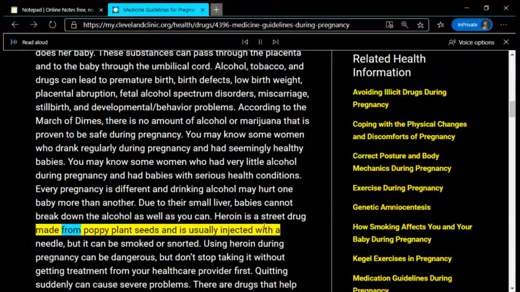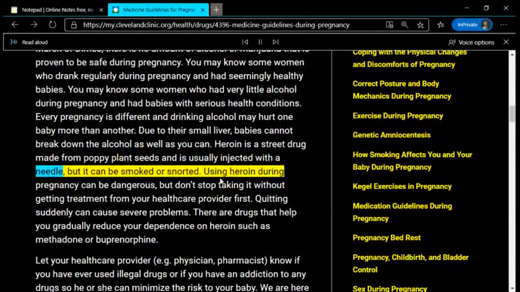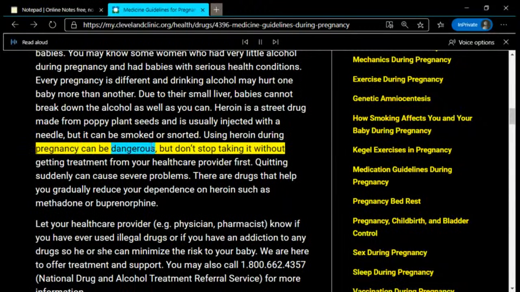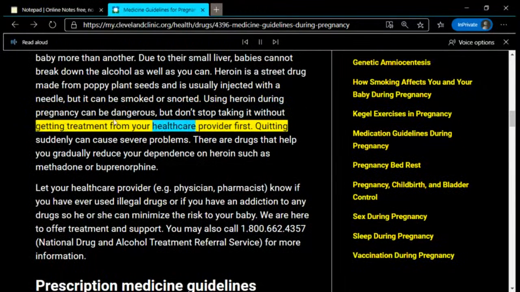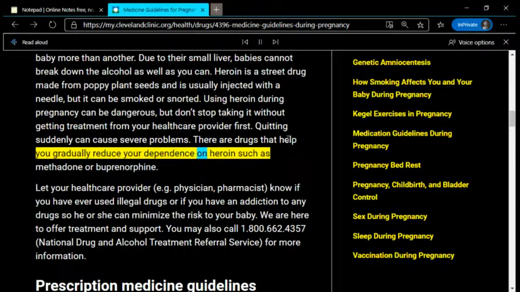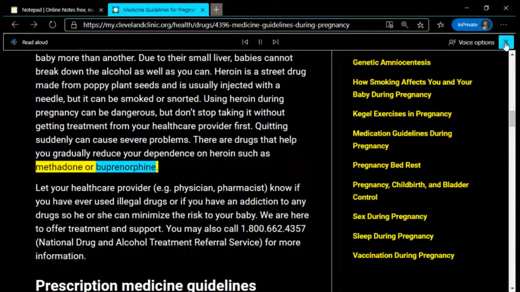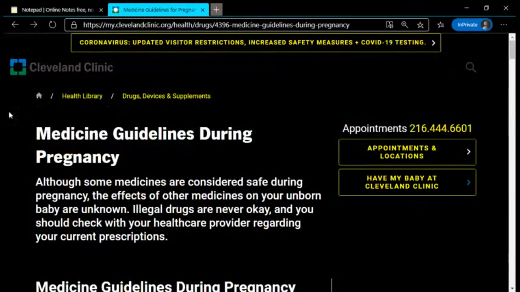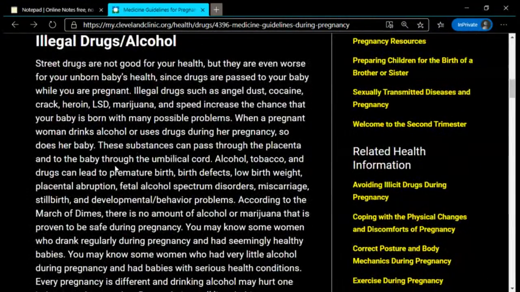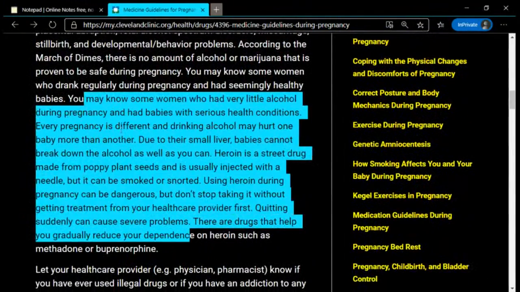Heroin is a street drug made from poppy plant seeds and is usually injected with a needle, but it can be smoked or snorted. Using heroin during pregnancy can be dangerous, but don't stop taking it without getting treatment from your healthcare provider first. Quitting suddenly can cause severe problems. There are drugs that help you gradually reduce your dependence on heroin, such as methadone or buprenorphine. So as we saw, there are many important drugs that are harmful to the pregnant woman or their baby.